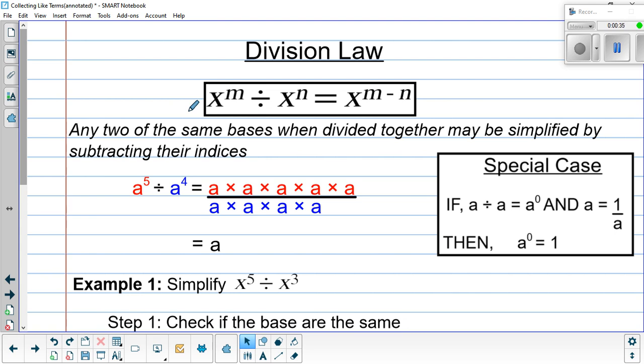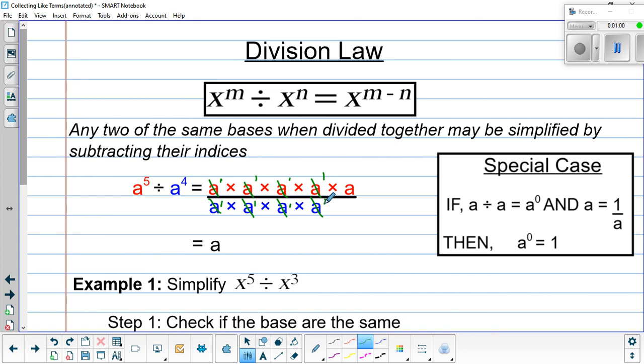We can break it up as a times a times a times a times a, divided by a times a times a times a. So in the end, a over a is 1, right? This one over that one is 1 over 1, this one over that one is 1 over 1, and this one over this one is 1 over 1. So really, we're just left with a. Okay, so that's how we simplify.